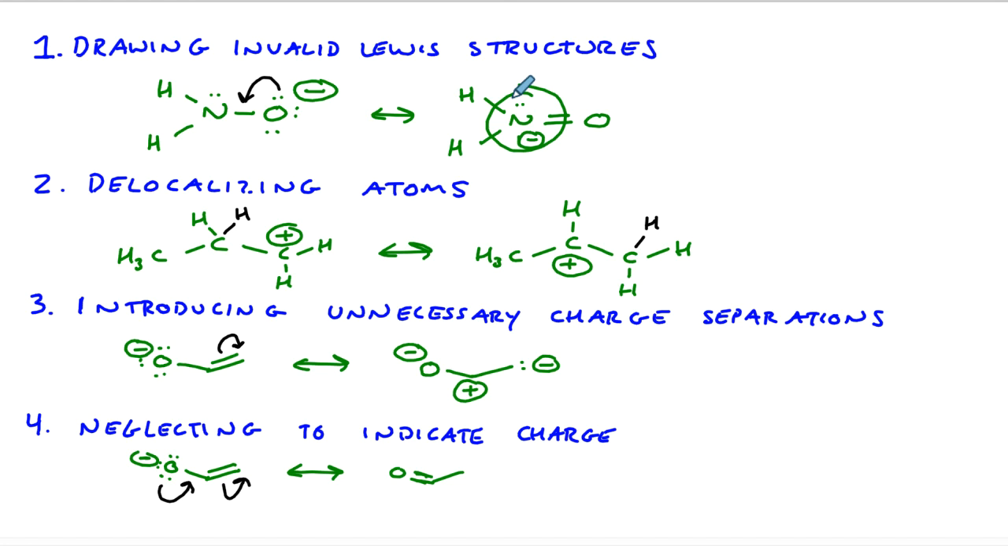Another common issue that we see is delocalizing atoms. Remember that resonance is all about delocalizing electrons, not atoms. So this process that's shown right here, where the black hydrogen moves from the center carbon over to the right, that is something that does happen in organic chemistry.